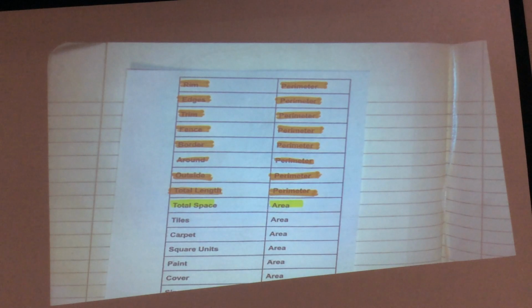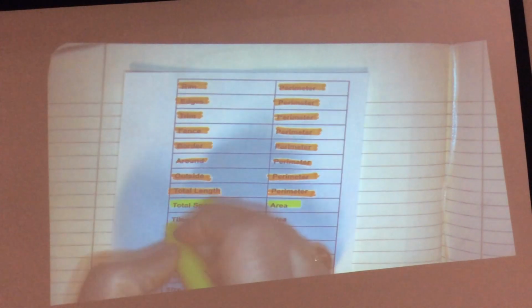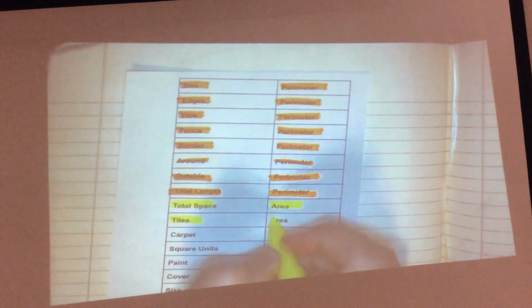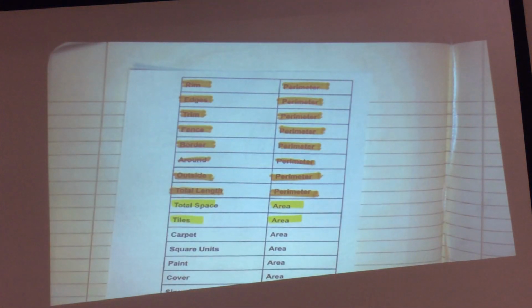If we go in the hallway and look at the tiles, do the tiles cover the edge of the hallway or the complete hallway? Complete. The complete floor, right? So that is going to be area. Does it matter what color you did? No, as long as it's different than perimeter.